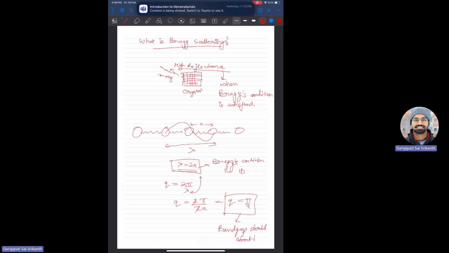So why is it happening? It's happening because there is something called Bragg's condition, which is satisfied. And what is Bragg's condition? Where lambda is equal to 2a in a 1D chain. Lambda is equal to 2a is the Bragg's condition. So if this is satisfied, band gap will open, just like in the X-ray.